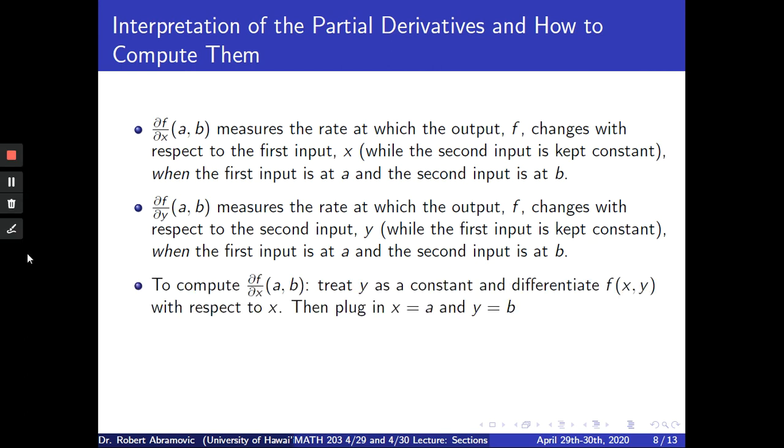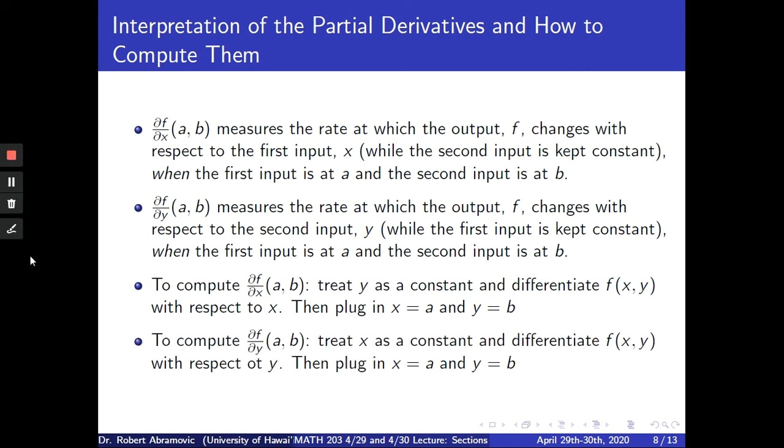Here are the steps to compute df dx of a comma b, or partial f partial x at a comma b. You treat y as a constant and differentiate f of x comma y with respect to x. So notice if we're given a function of two variables and y is constant, f of x, or let's say it was just f of x comma b, that's a function of x only. You can differentiate it with respect to x, and then plug in x is equal to a.